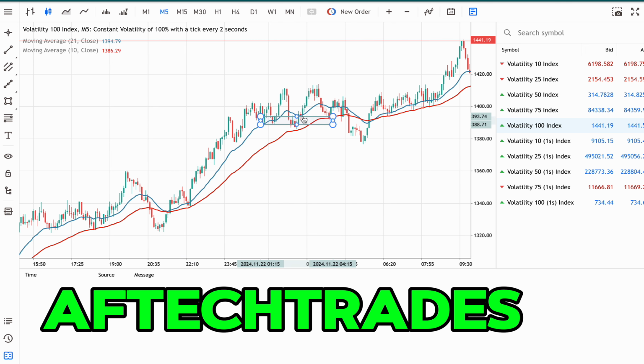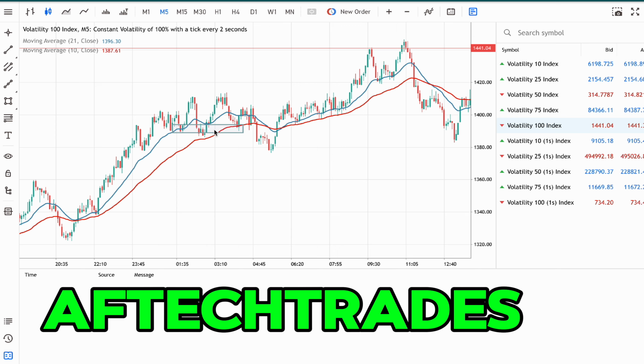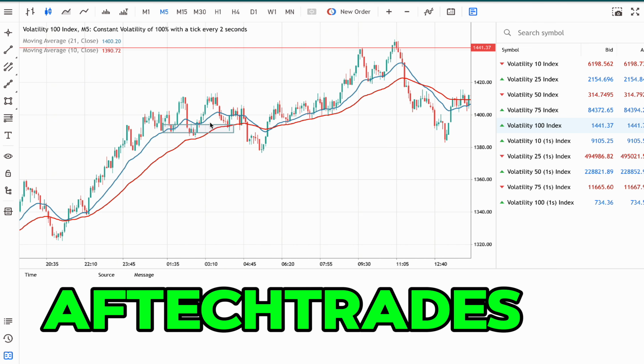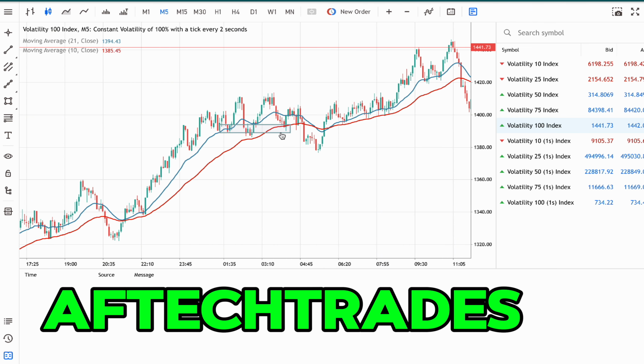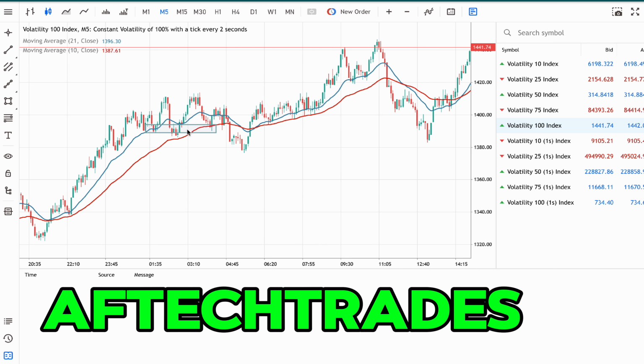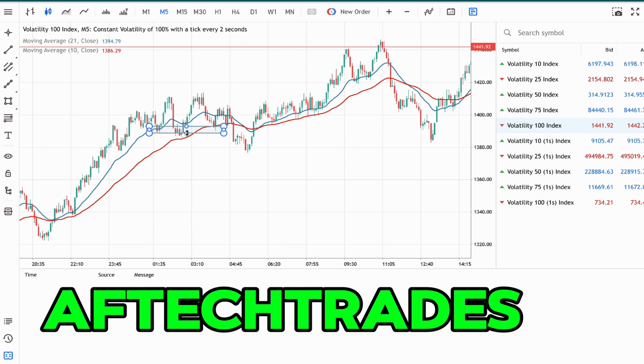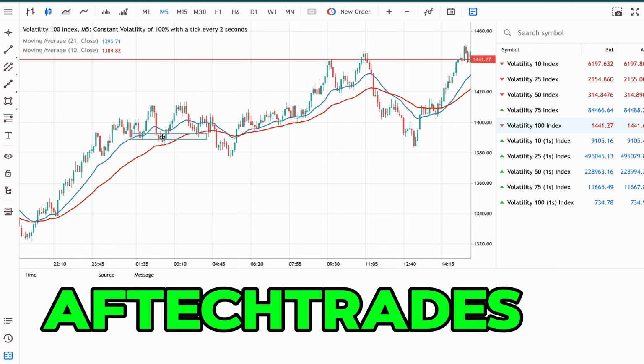You keep moving your stop loss. Just imagine you keep moving your stop loss. This market, you can see how far this market went through. So you keep moving. Sorry, this is not moving. Let me try to pick this.